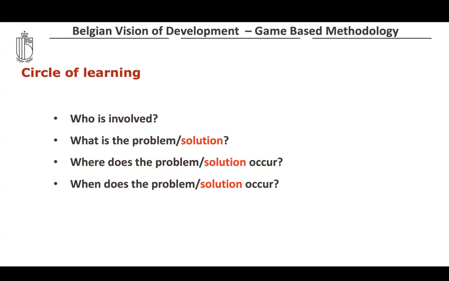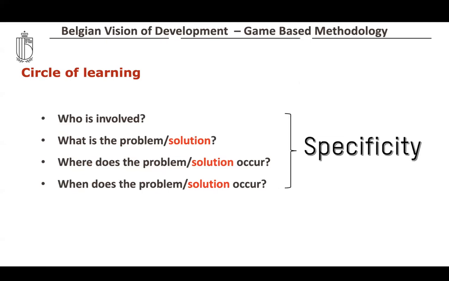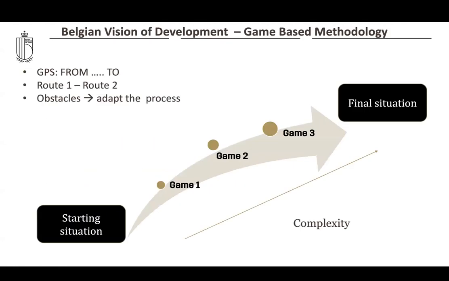But these are crucial questions. Who's involved? What is the problem, or what do you want them to do? Where does it happen? And when does it happen? And this brings you specificity. I will give you an example in a moment. These are the solutions. So when you have answered these questions, it's up to you to make 1, 2, 3. That's the maximum in one training, to go from level 1 to level 3, which means we make 3 game formats going from easy to medium to complex.